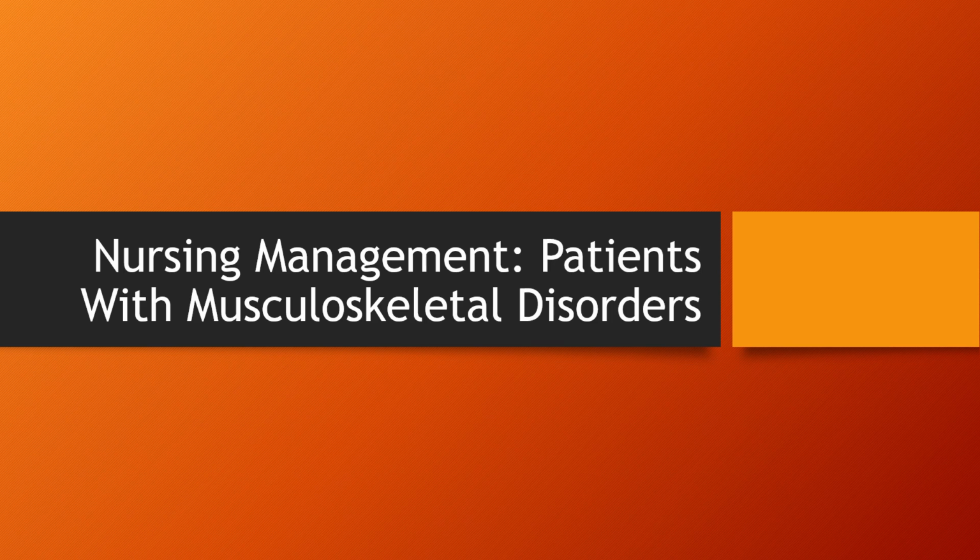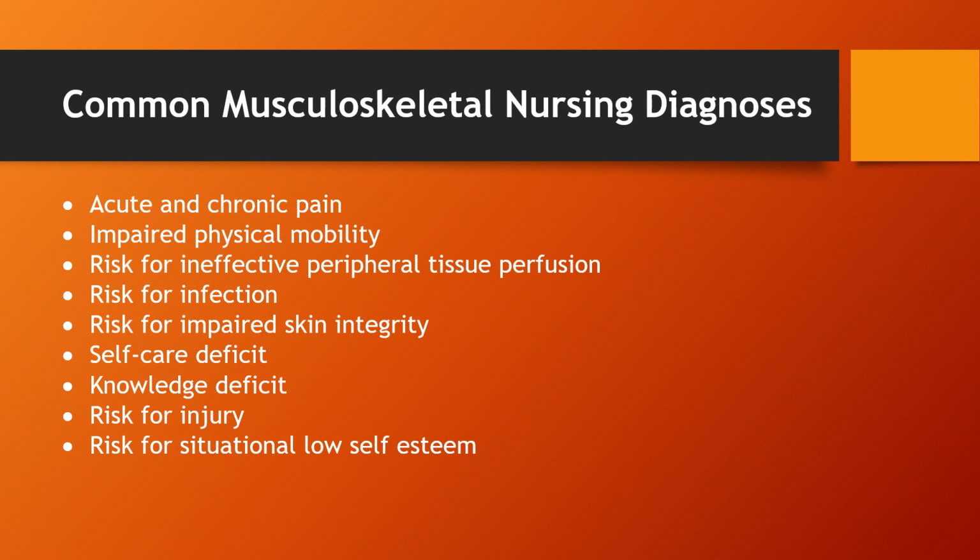Okay, now we're going to get into the section where we get into some very specific musculoskeletal disorders. But before we get into the specific musculoskeletal disorders, I would like to just have an overview of some of the common musculoskeletal nursing diagnoses because they pretty much apply to all of them. And as mentioned previously, one of the symptoms that people have with musculoskeletal disorders is pain. So acute and chronic pain is very often a nursing diagnosis used. And then this can affect their mobility. So impaired physical mobility is another very common one.